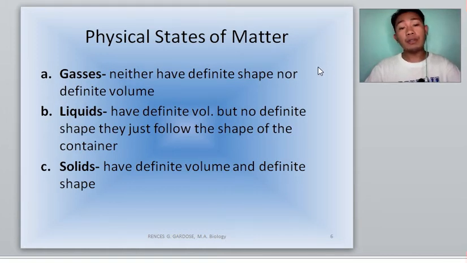Perhaps you've already encountered the physical states of matter. Generally, they are gas, liquid, and solid. Gases have neither definite shape nor definite volume. Liquids have definite volume, but no definite shape. They just follow the shape of the container. And lastly, solids have definite volume and definite shape.